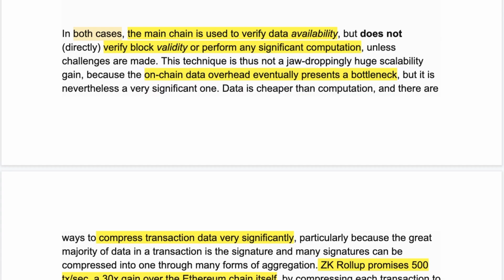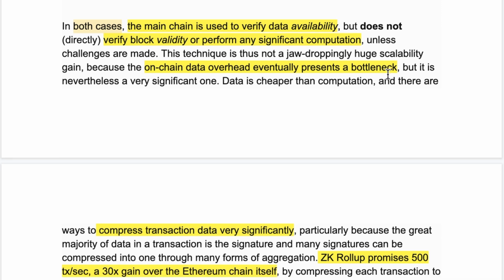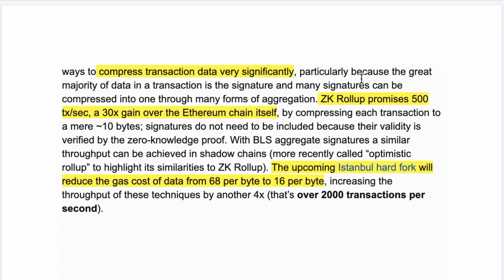So in both cases, the main chain is used to verify data availability, but not to directly verify block validity or perform any significant computation. This is the big problem with zero knowledge rollup: there's a lot of data, and this on-chain data overhead will create a bottleneck. However, the idea behind this is that it's not such a bad issue because data is cheaper than computational power, and this data can be compressed to a certain extent.